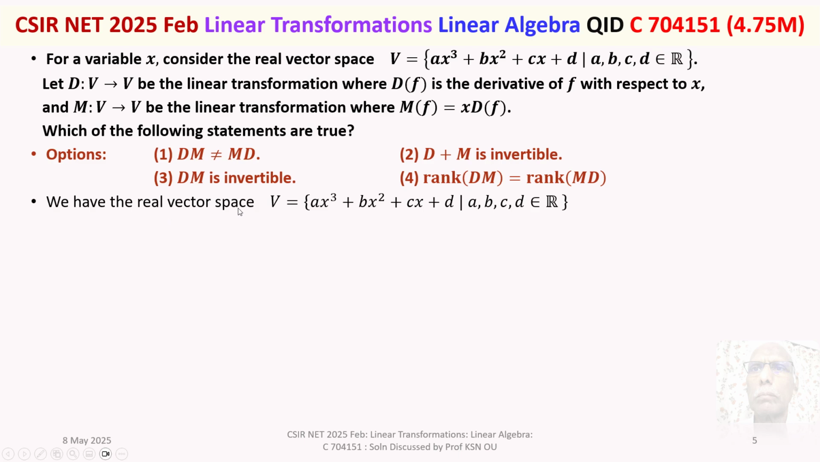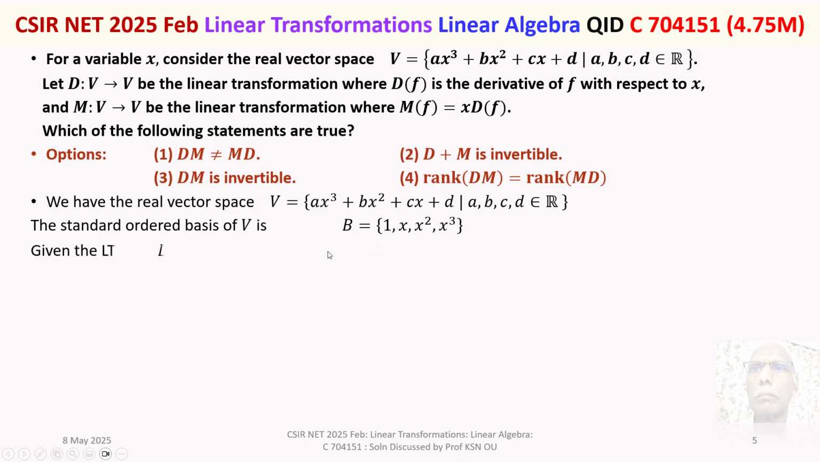We have the real vector space V. It is the set of all polynomials of degree at most 3 with real coefficients, that is ax cube plus bx square plus cx plus d, where a, b, c, d are real numbers. It is a vector space over R and its dimension is 3 plus 1, that is 4, and the standard ordered basis of V is B, the set consisting of 1, x, x square, x cube.